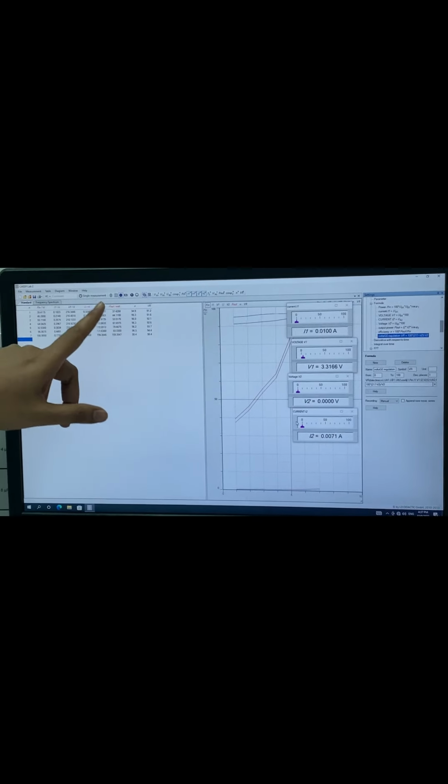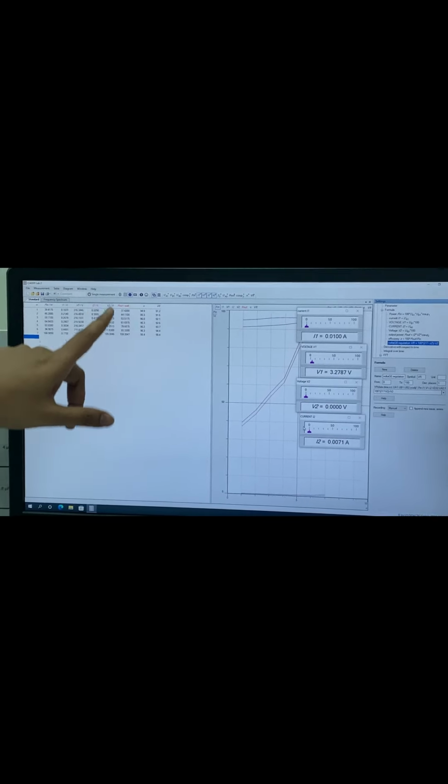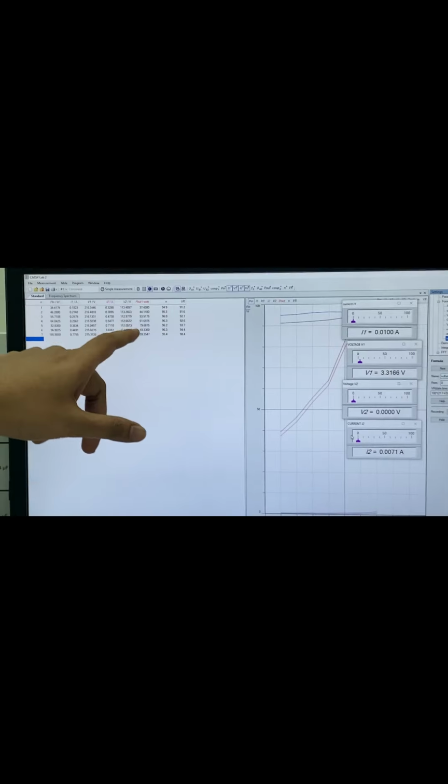Will V2 change? V2 will not change, because we decreased the resistance, current increased, right? V multiplied by I is constant, isn't it? Because if you decrease the resistance, current will increase, but the multiplication will remain the same. V equals IR, isn't it? So you can see the V1 and V2 remain the same. There is a little fluctuation over there, but the current has changed, and you can see the power and so on.